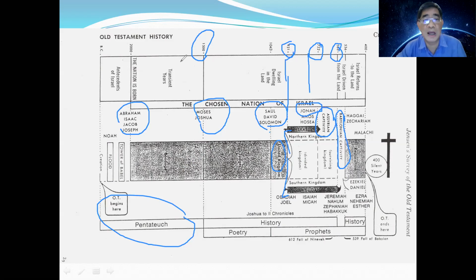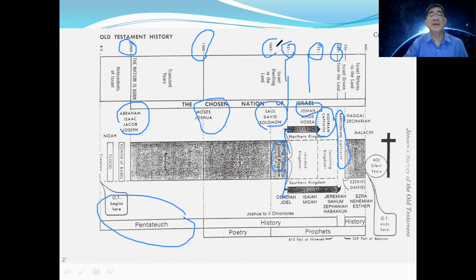You won't tell me Jonah wrote in 1000 BC. That's not here; this is Moses, this is Abraham. Abraham, what year? Very easy: Abraham, 2000 BC. Moses, what year? Joshua, 1500 BC. David and Solomon, what year?